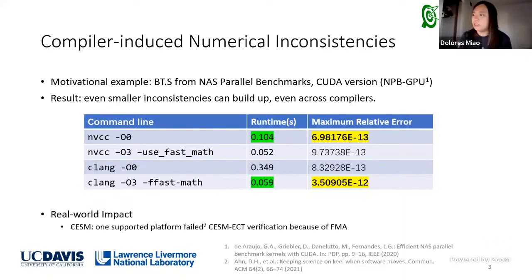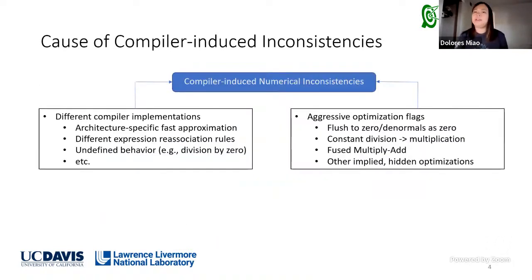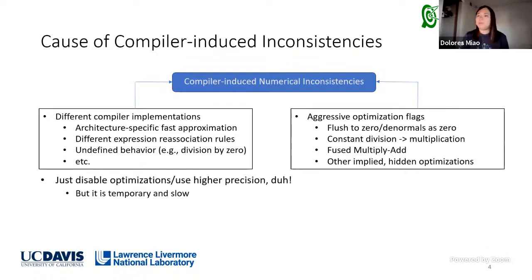documented cases like the one in CESM, the Community Earth System Model, where FMA instructions, merely using FMA instructions, cause QA verifications to fail on one supported platform. And these kinds of issues took a lot of development time and effort to even locate, never mind fixing them. Here are some common causes that we now know of that could cause compiler-induced inconsistencies, such as fast approximation or flush to zero. These are very common causes. We may partially disable optimizations or use higher precision across the board in our programs to resolve them, but it's temporary and usually much slower. So it is best if we can find out the cause of these inconsistencies automatically.